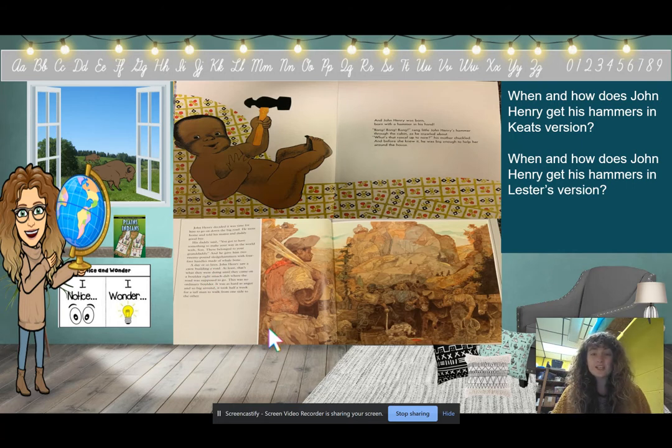So in this version of John Henry's story, when did John Henry get his hammers? He got his hammers when he left home. And we learned that the hammers were from his granddaddy, his grandfather, right? So those are two differences. In Keats' version, John Henry was born with a hammer in his hand, but in Leicester's version, John Henry gets his hammers from his father before he leaves home. So that's an example of comparing and contrasting the versions in similar events, but the different way that those happen.